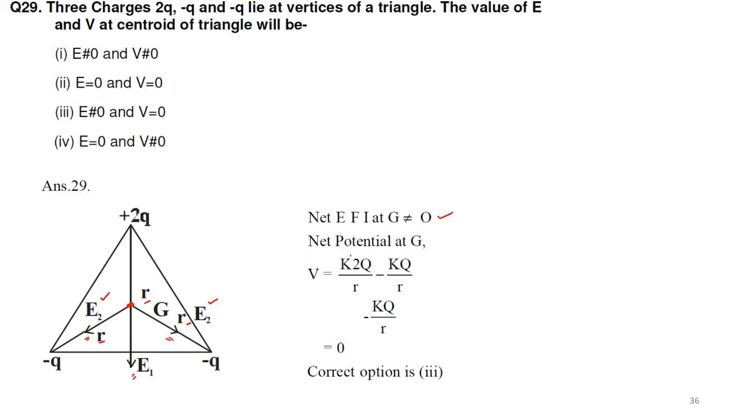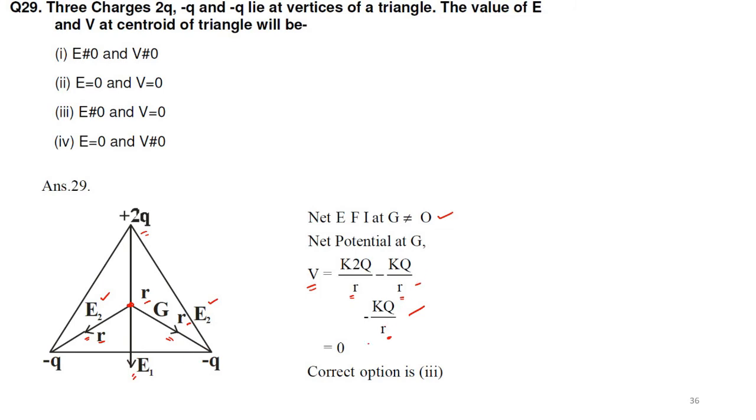Fine. Then what about potential? That we have to check. Net potential at G. Note that potential is a scalar quantity. We'll have to simply add the individual potentials. So net potential V is equal to, due to this positive charge, K into 2Q by R. Then due to this, minus KQ by R. Due to this, again minus KQ by R. This is a net potential at the centroid. You see, the distances are all same because centroid is equidistant from the vertices.